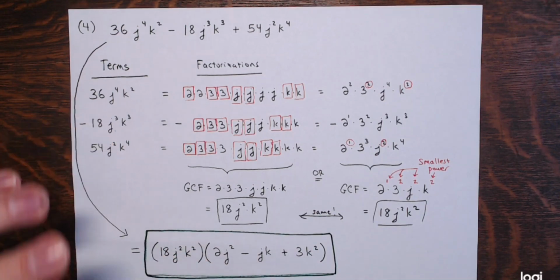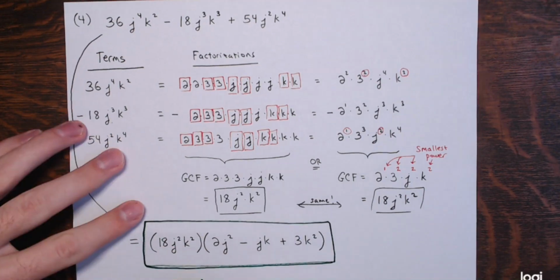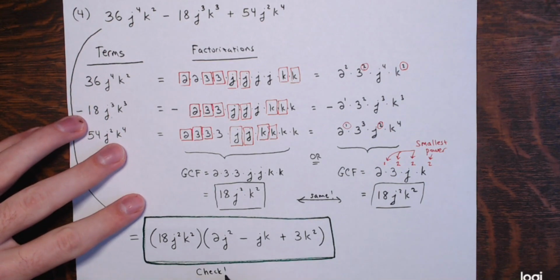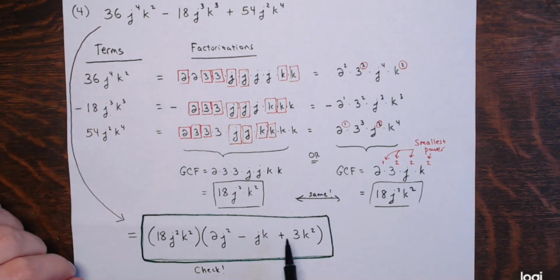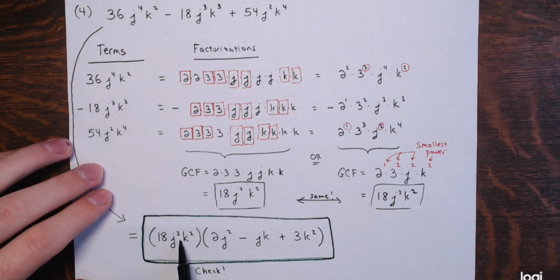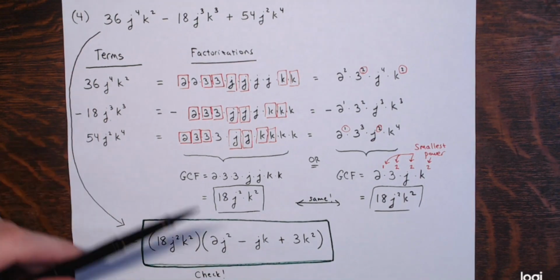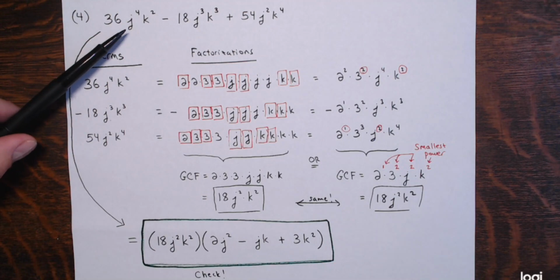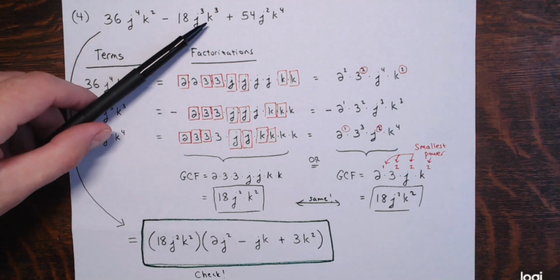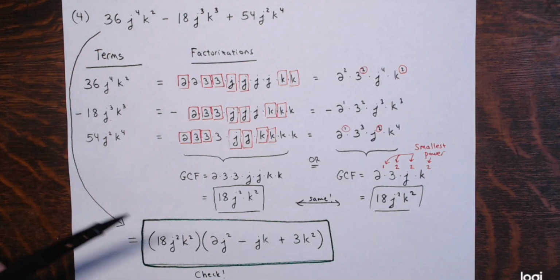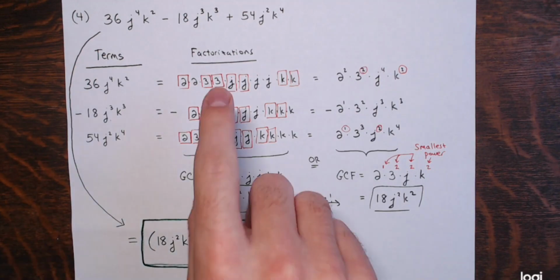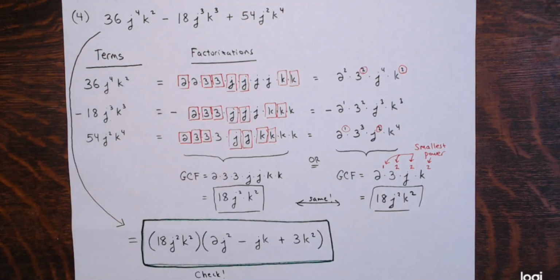And again, please don't forget to check your work. Multiply these, redistribute the 18j squared k squared, and see that you get 36j to the 4th k squared minus 18j cubed k cubed plus 54j squared k to the 4th. And you should. If you do, that means you did the factorization correctly. And if you get a totally different expression, either you're multiplying wrong or you just did it wrong and you need to take a look at it again. But you should always be double checking your work.